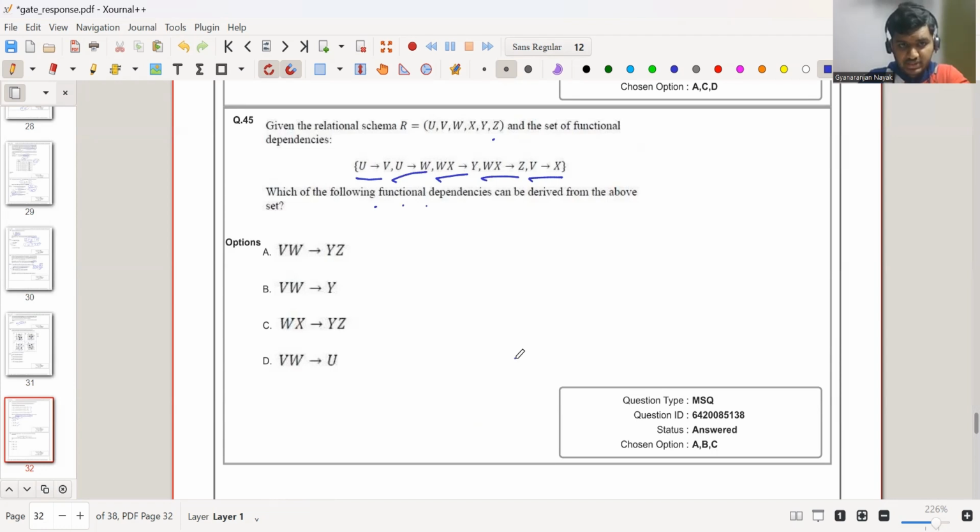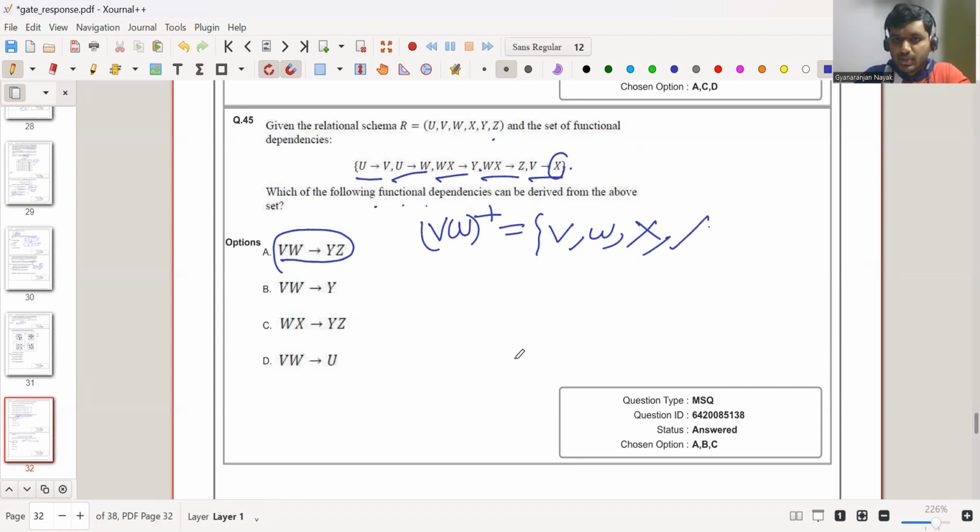So if you notice option A, VW determines YZ. So we find the closure of VW. In VW, you notice V determines X is present, so X is also in the closure of VW. Similarly, XW determines Y, so Y is also in the closure of VW.